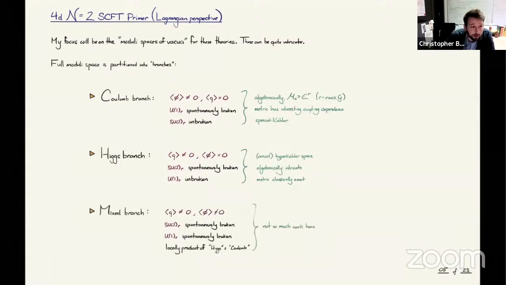And then there's a thing called a mixed branch, which is where both types of scalars get expectation values and both types of R symmetries are broken. I don't think it's too strong to say that there hasn't been so much work on the general story of mixed branches, although that's not to say that there hasn't been interesting work, including some by people in the audience. But it hasn't been as much of a story as these first two.